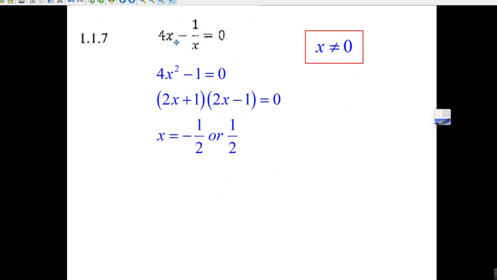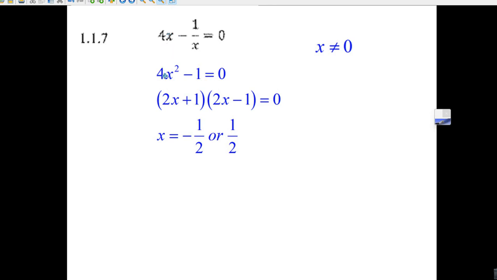Let's try this last question. 4x minus 1 over x equals 0. Well, this is kind of a quadratic equation that's hiding. You have to say that x can't equal 0 because you're not allowed to divide by 0. But you are allowed to multiply by x here.